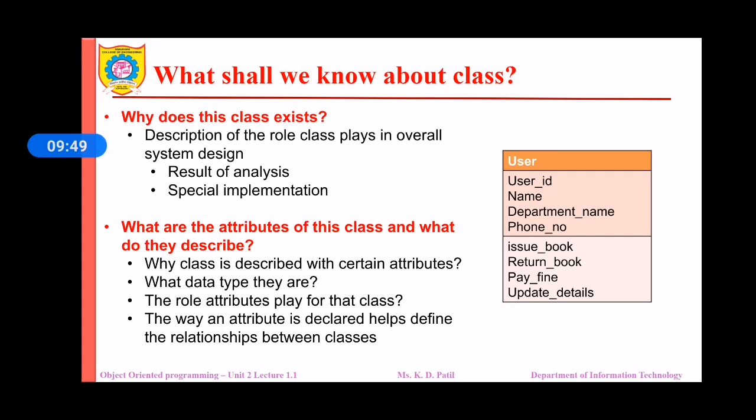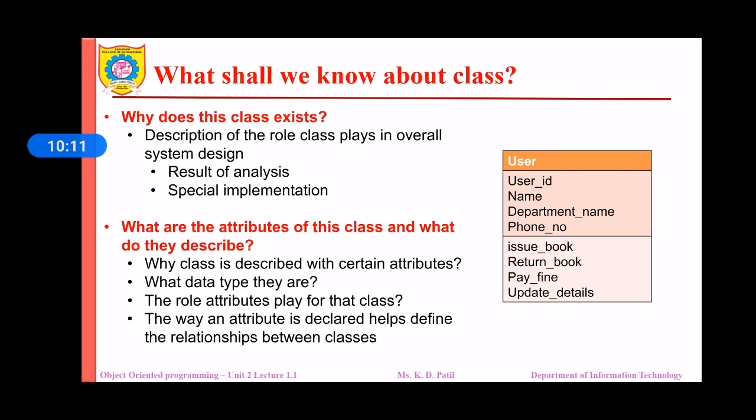Then the next is, what are the attributes of this class and what do they describe? If the user class exists in the library management system, we should know what are the attributes of that class. Now, in the library management system, if I consider a user class, the attributes of the user class are user ID, name, department name, and phone number.